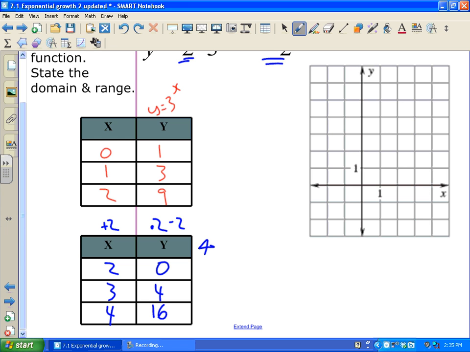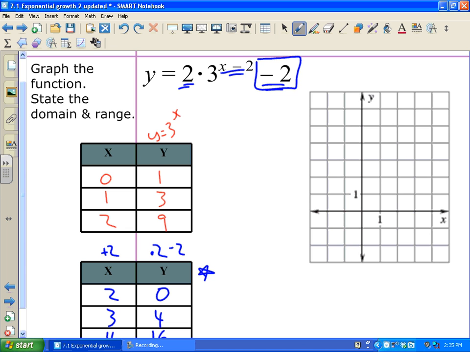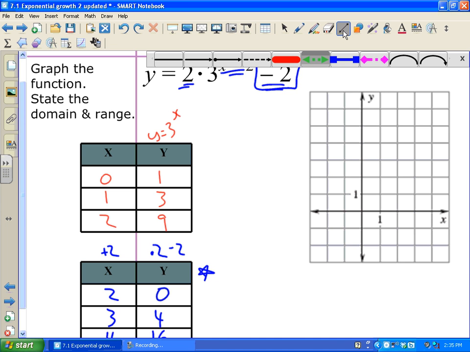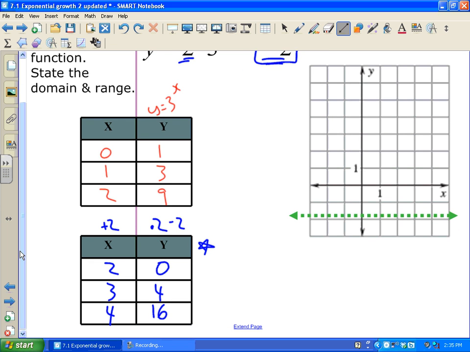This is the function you're graphing. Don't forget to cover your asymptote. Your asymptote is at -2 here. And plot your points. 2, 0, 1, 2, 3, and 4. And then 4, 16 for me is way off this graph. There we go. Easy peasy.